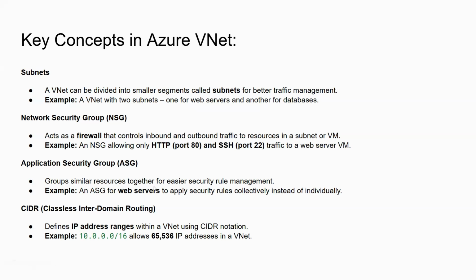So what is an ASG? It's a group of settings. The application security group groups similar resources together for easier security rule management. Example, an ASG for web servers to apply security rules collectively instead of individually. In an ASG, we group the security rules. Got it? So VNet is all about the security.